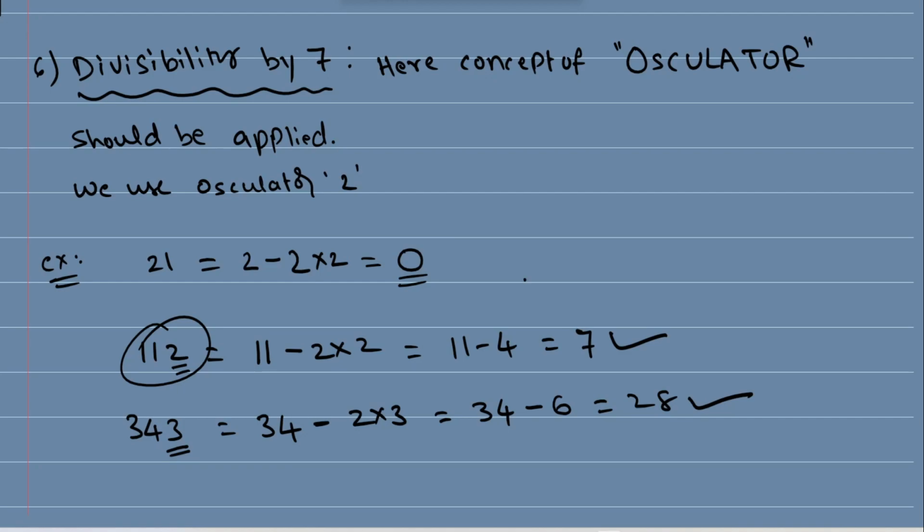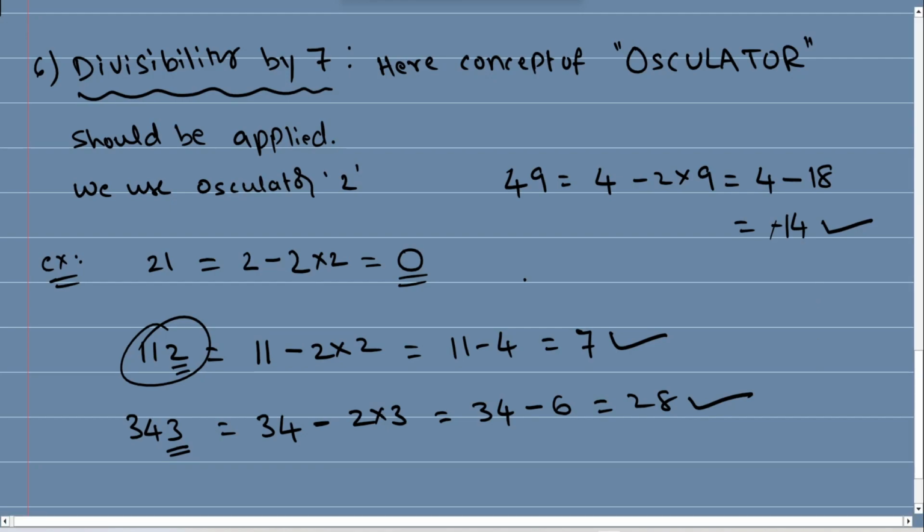Okay, one more example I will tell you. Let's take 49. Okay, 4 minus 2 times the 9. 4 minus 18. Here we will get minus 14, right? Neglect the sign, though. So 14 is divisible by 7.